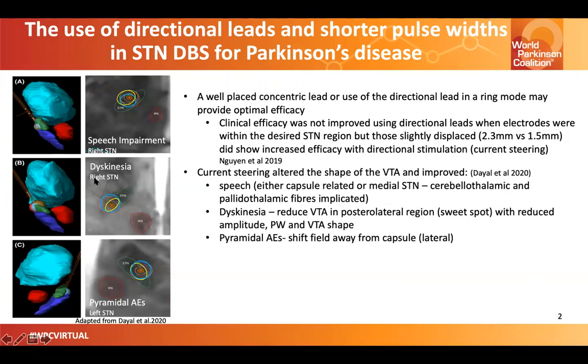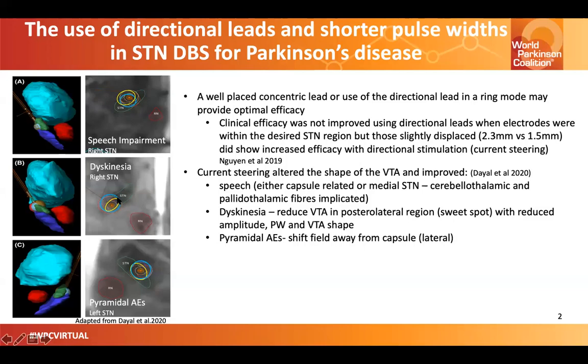In a recent study, which I've adapted over here, they demonstrated that current steering altered the shape of the volume of tissue activated, or the VTA, and improved speech, shown here in the upper panel. The blue circle here represents the VTA from a concentric lead, and the yellow shape here represents the current steering. Adverse effects on speech can occur when you encroach on the capsule, or even when you're stimulating in medial STN. And when they moved the VTA away from medial STN, they showed that speech improved. Dyskinesias can occur with a very well-placed lead and a well-placed VTA, but it just might be too large. And in shrinking the VTA, they were able to improve dyskinesias.